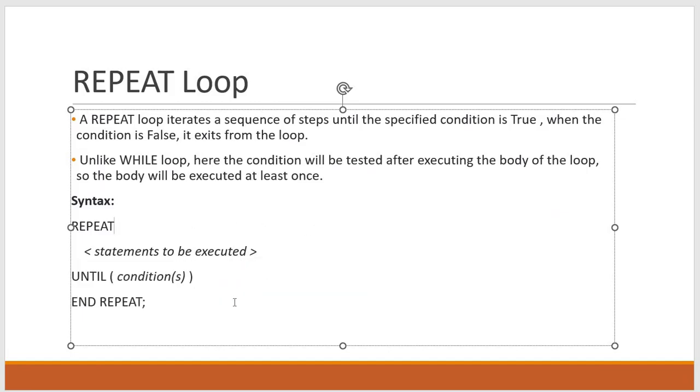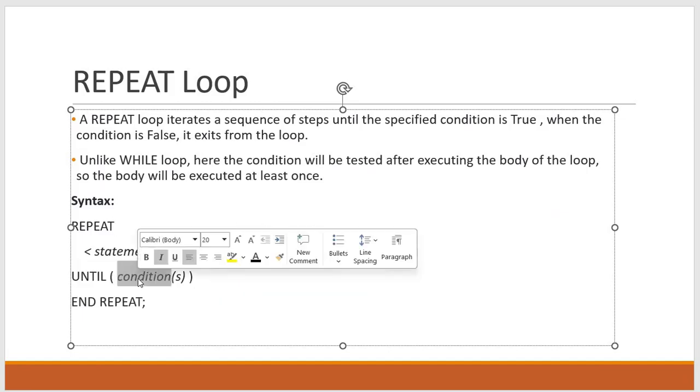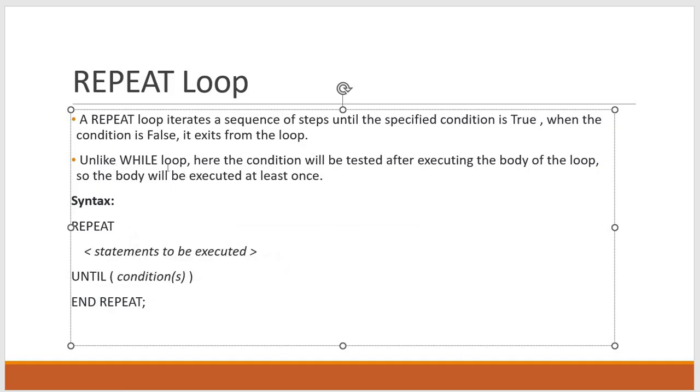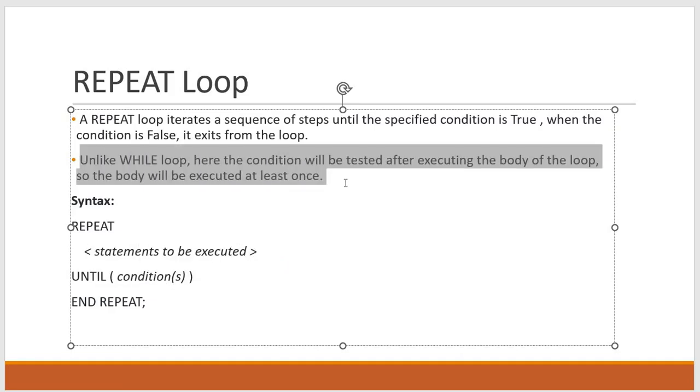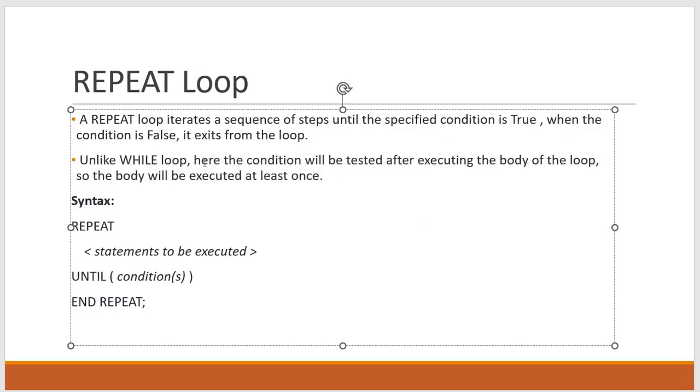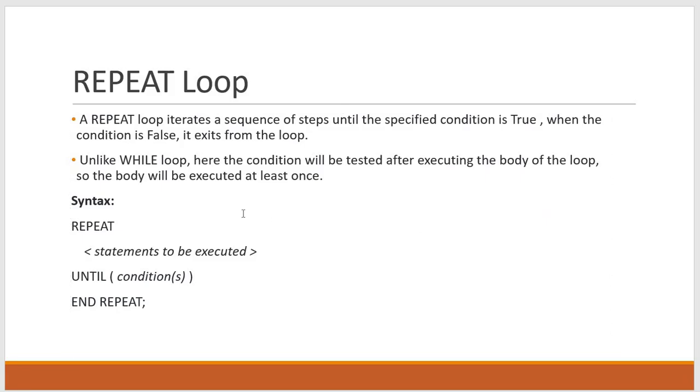Here we are checking the condition after evaluating the statements. That is the difference between while loop and repeat loop. In the repeat loop, the condition will be tested after executing the body of the loop, so the body will be executed at least one time. You have to understand the basic difference between while loop and repeat loop.